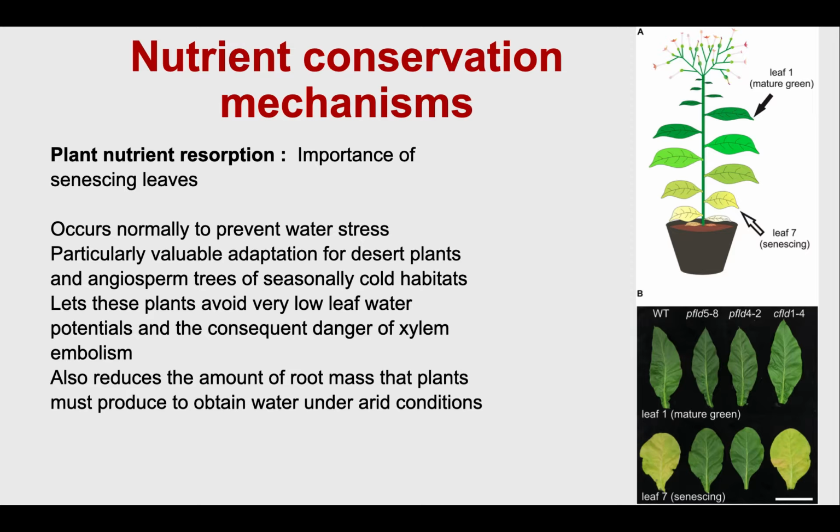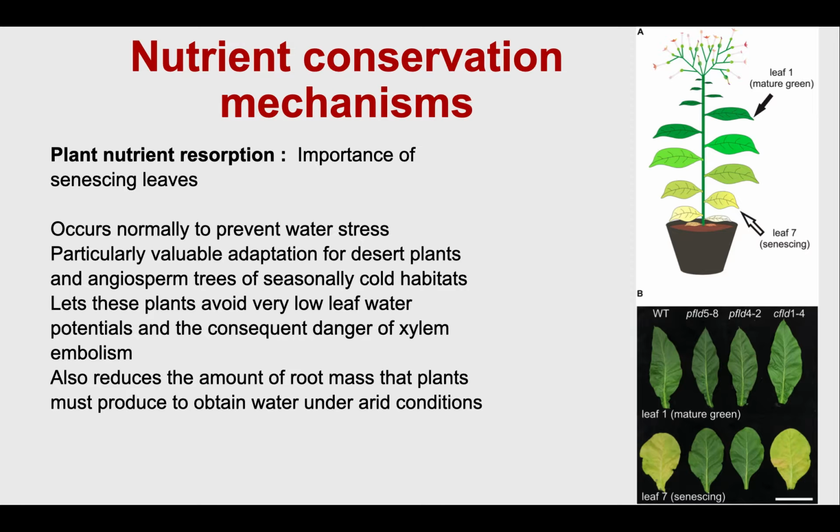Now, a lot of times senescing leaves happens due to water stress, to try to prevent water stress. So if you have more leaves, you have more stomata, those stomata are open and they're going to continually be losing water. If you get rid of some leaves, you can try to get rid of some of that water being lost. A lot of times these desert plants or trees of cold habitats will try to lose their leaves so they're not losing water when it's impossible to get more water. Think about the frozen ground, hard to get access to that water right now. That's why those plants have lost their leaves, so they don't need to use as much water.